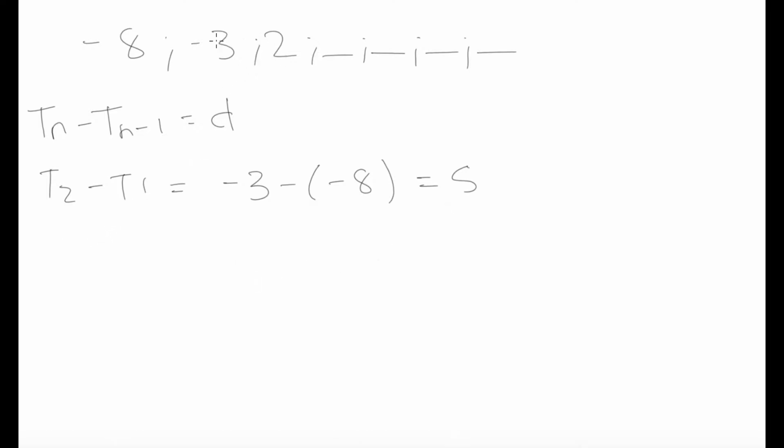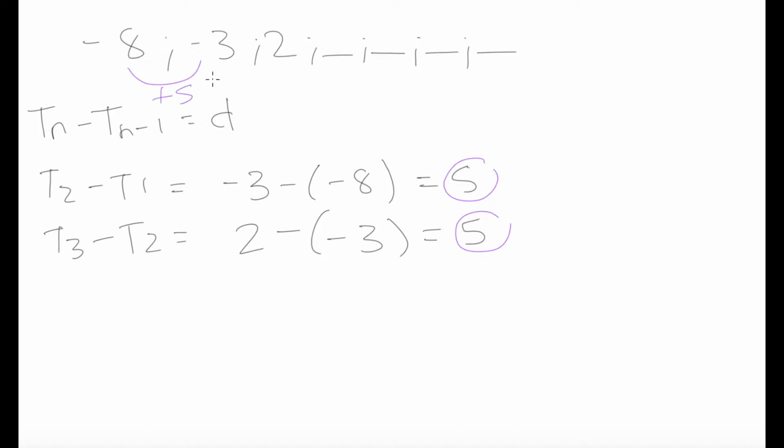Now let's do T3 minus T2. T3 minus T2 is equal to 2 minus -3, which is the same thing as 2 plus 3, which is equal to 5 again. So already, because we have the same number here, our d is the same in each of our terms, we do have a common difference and we have a linear sequence here. So we know that we are going to be adding 5 in each of these terms.